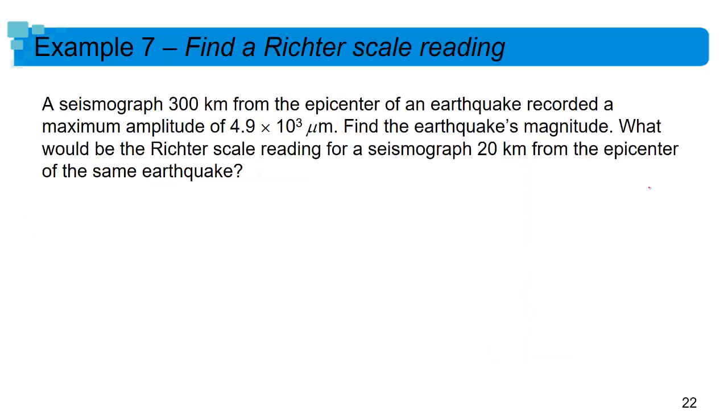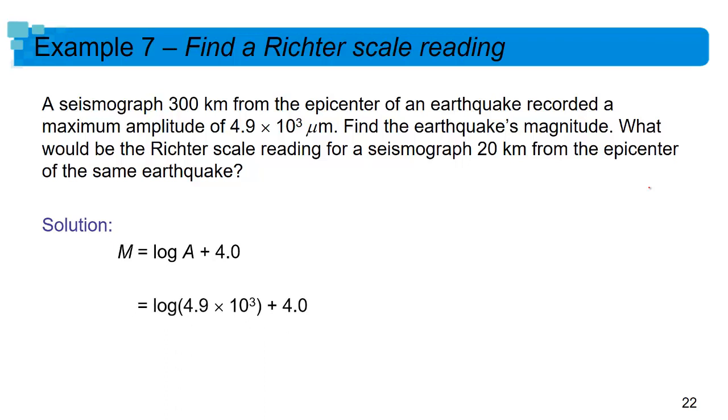So let's look at an example. If you have a seismograph that's 300 kilometers from the epicenter of an earthquake recorded at a maximum amplitude of 4.9 times 10 to the power of 3 microns, remember that symbol is the symbol for microns. Find the magnitude. What would be the Richter scale reading for a seismograph that was 20 kilometers from the epicenter for the same earthquake? All right, so first let's do the first part. We know if we're 300 kilometers away, we're adding 4.0.